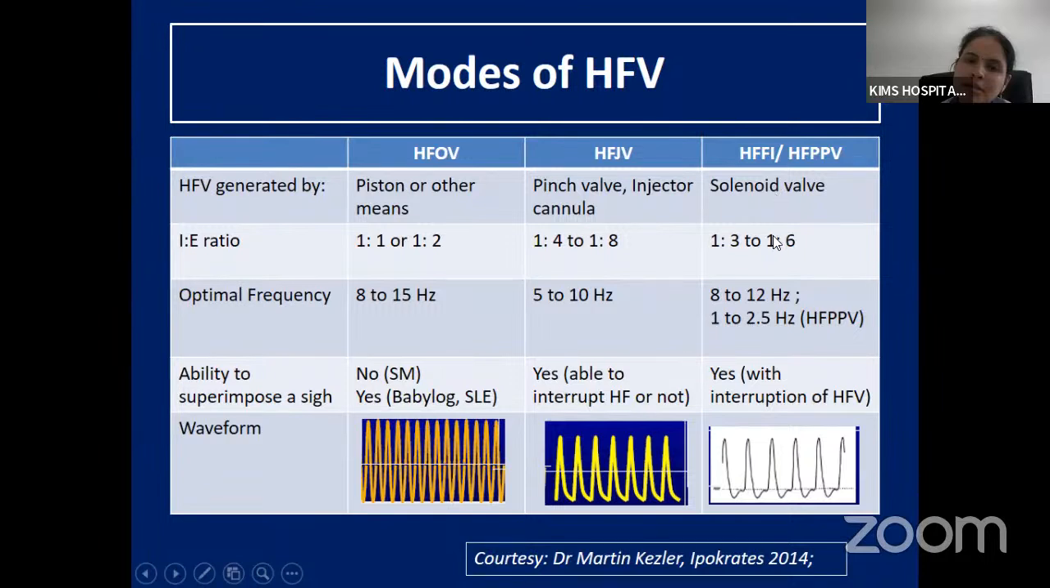With high frequency positive pressure ventilation, the typical solenoid valve is the mechanism for generation of high frequency ventilation, with an IE ratio of 1:3 to 1:6. The optimal operating frequency in HFPPV is 1 to 2.5 hertz, which is 60 to 150 breaths per minute, whereas for high frequency flow interrupter, this ranges between 8 to 12 hertz.